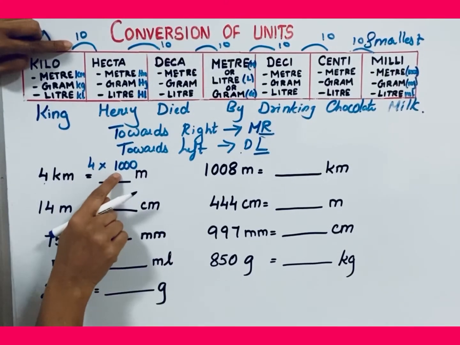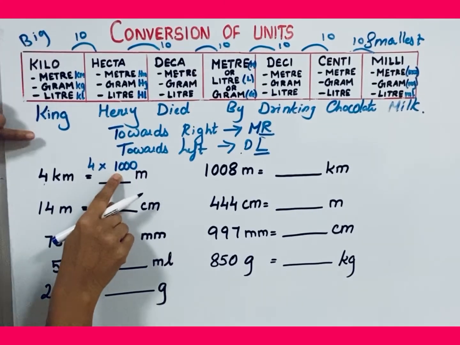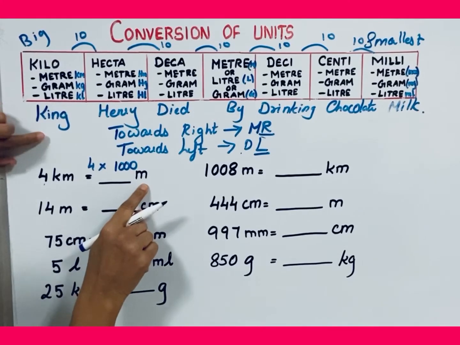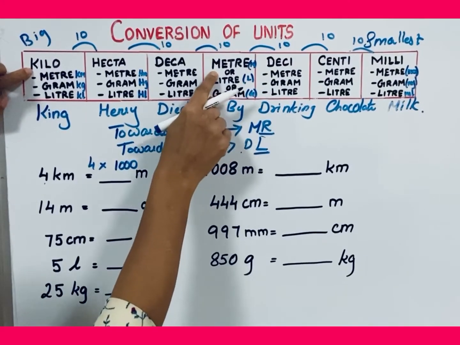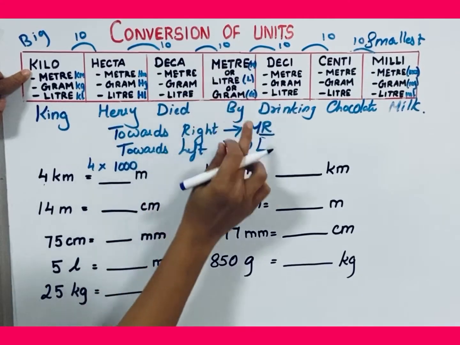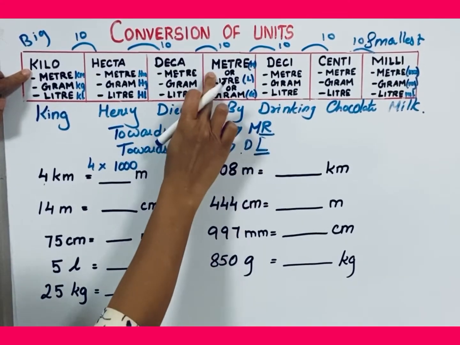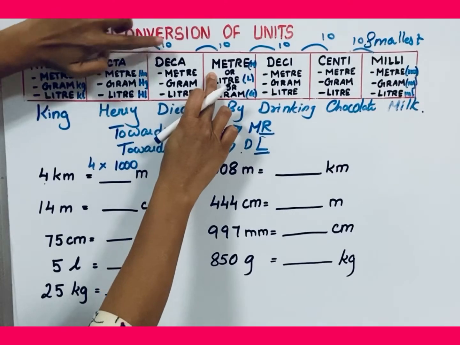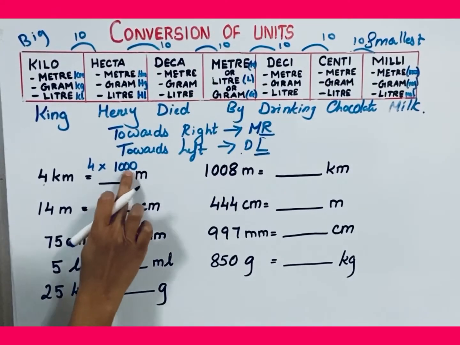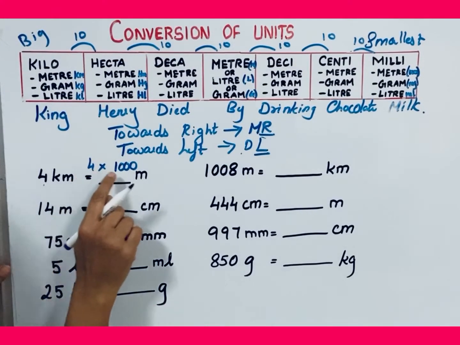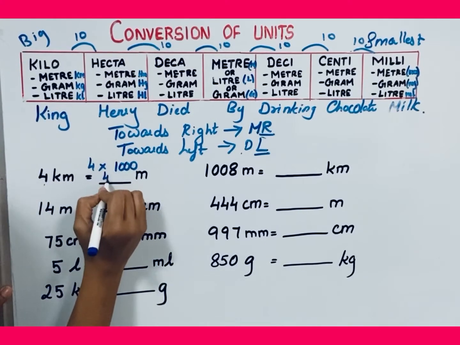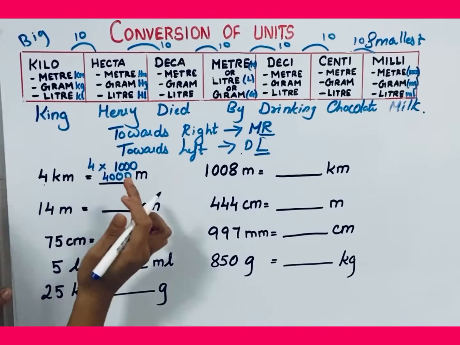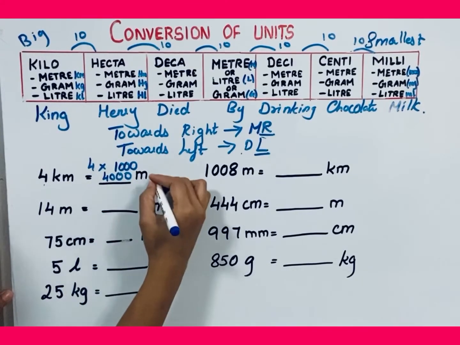Why I am multiplying by 1000 means, see, kilometer to meter we have to convert. Kilometer is here and meter is here. From here to here you are moving towards right. Right is multiplication. And how many zeros here? 1, 2, 3. 1 with 3 zeros is nothing but 1000. So multiply with 1000 to convert kilometer to meter. 4 into 1000, 4000. So 4 kilometer is 4000 meter.